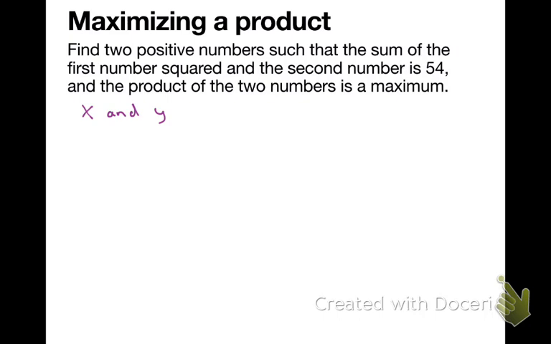Now we're trying to maximize the product. So I'm going to write this product equation over here, and the product of two numbers x and y is literally x times y. Now, the troublesome issue with that equation is that there's two variables here. We want to have our equation written in terms of just one variable. And that's where this secondary equation comes into play. The sum of the first number squared and the second number is 54.